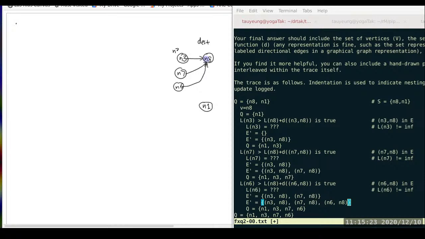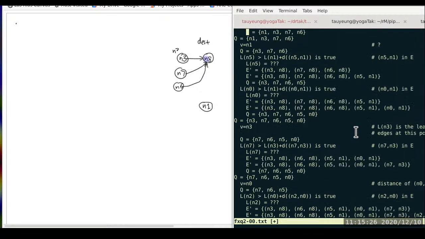And then in the text editor, let me page down. And then n5 goes to n1. We also know that n0 goes to n1. And that's it. So that's what we can reconstruct in the trace up to this point. So now we choose n3 to expand next.